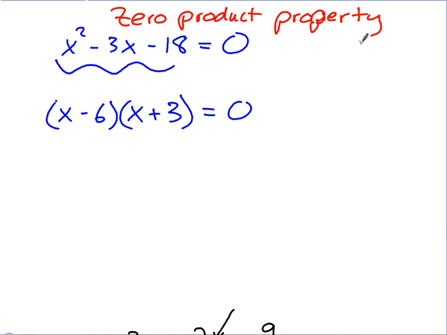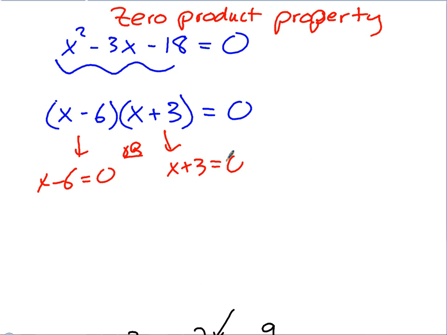And what it says is just if I have a product of things that equals 0, then the only way that can work is when the individual factors are 0, right? So what values of x could make this whole thing equal 0? Well, two things could be true. Either x minus 6 would have to equal 0, right? Or x plus 3 would have to equal 0. Does that make sense? Okay, and then those are easy to solve.